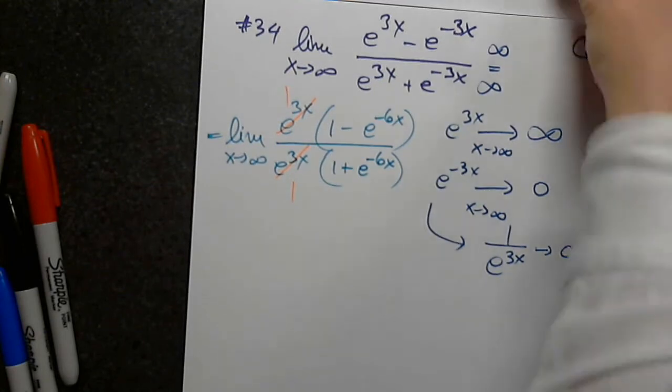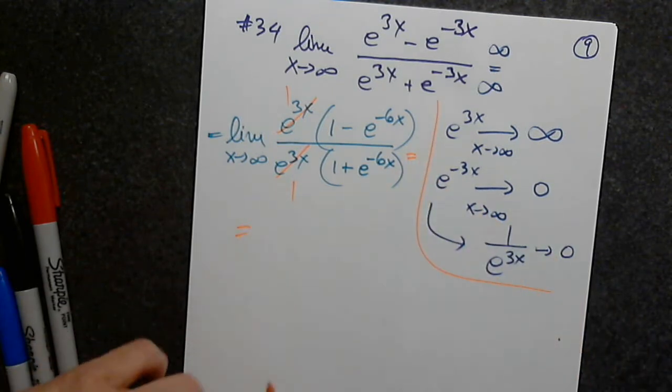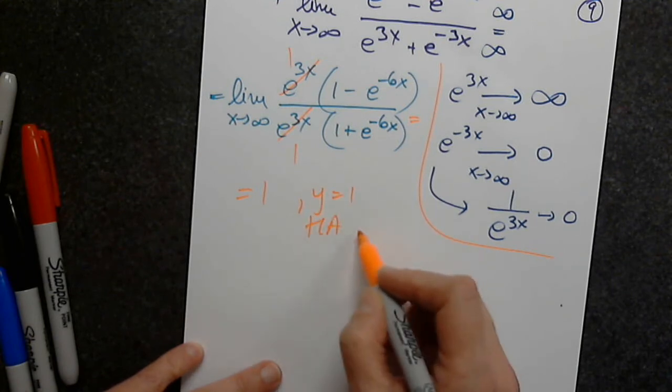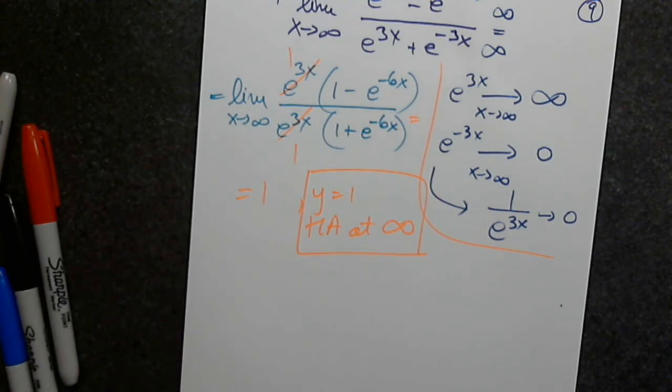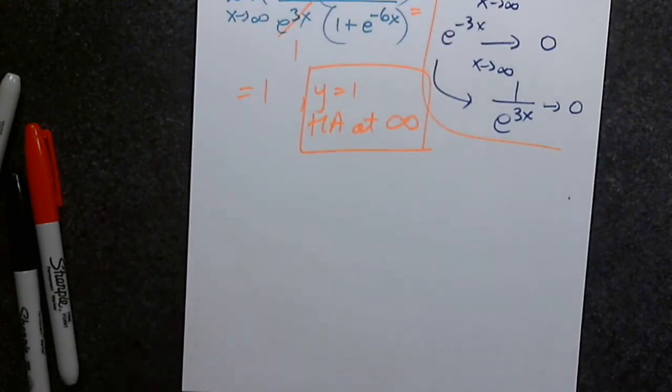The numerator will go to 1 and the denominator will go to 1. So then y equals 1, horizontal asymptote at infinity for sure. I have no idea what's happening at negative infinity. Maybe, maybe not. We haven't checked. Questions? Questions, please. Is this okay? Yes? Okay. So let's also look at 26.